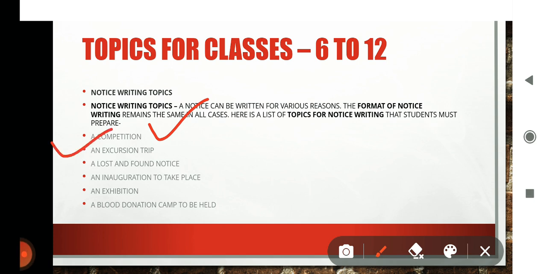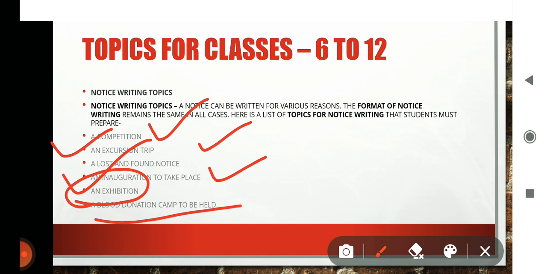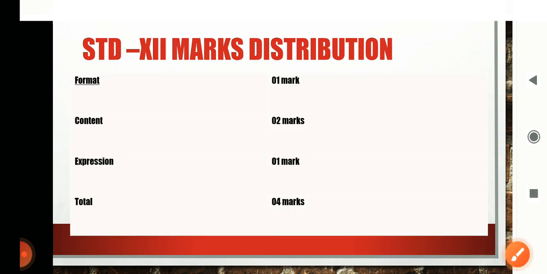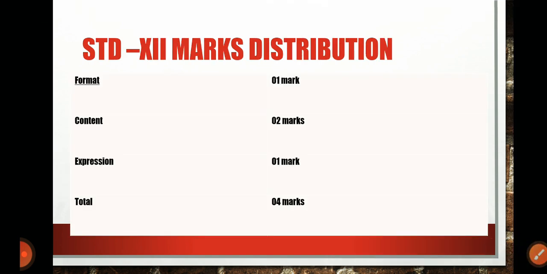An excursion trip, lost and found notice. Most of the time it is coming in your CBSE board that your tiffin box is lost, so draft a notice. Then an inauguration to take place, an exhibition, then a blood donation camp to be held. These are some topics. So let me tell you about the standard 12 marks distribution.